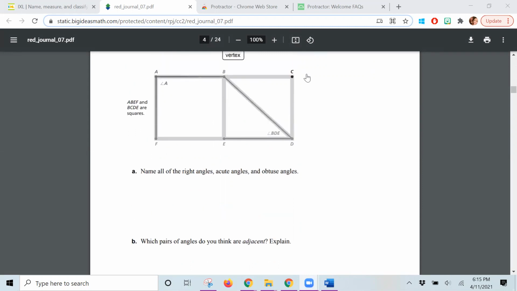For my example, I'm going to pick angle ABE and angle EBD. And so these 2 angles are adjacent because they share that side. They have that side in common. And so that's my explanation and my 2 adjacent angles that I picked.